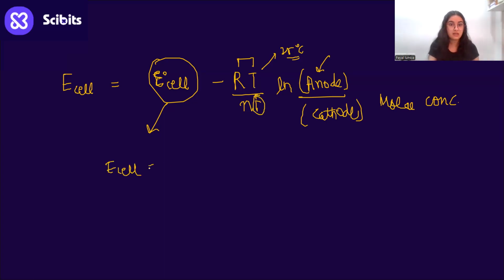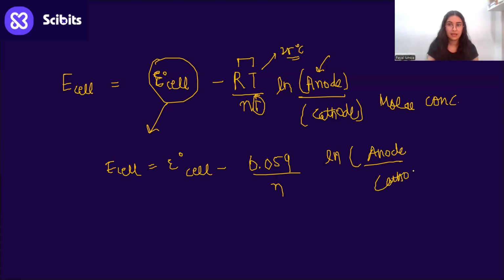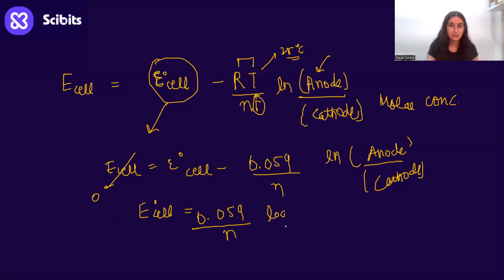for standard condition you can write this as 0.059 upon n, natural log of the ratio of concentrations. And there is a relationship between this E naught cell and the equilibrium constant, because E is zero at equilibrium, then it will be 0.059 log Kc, where Kc is the equilibrium constant.